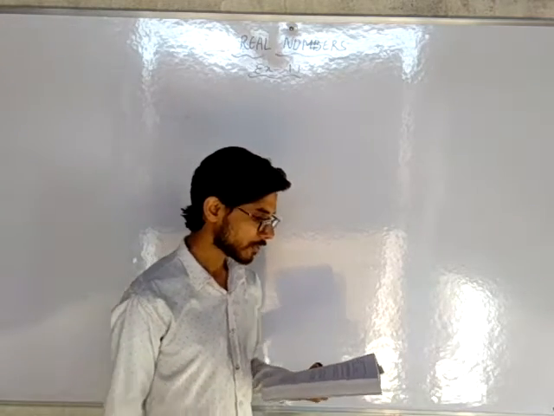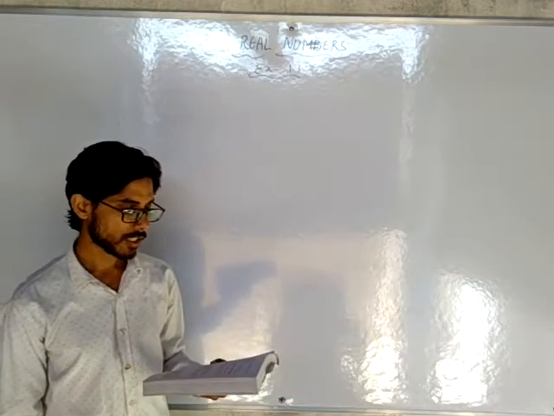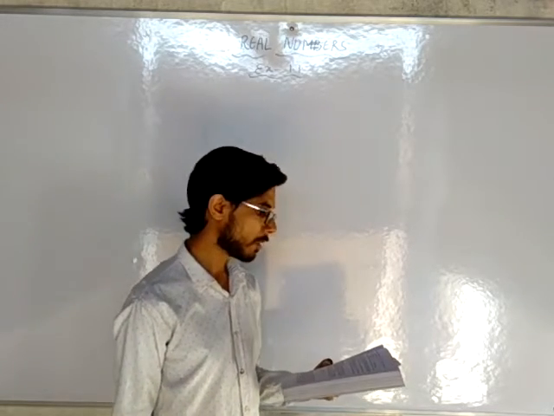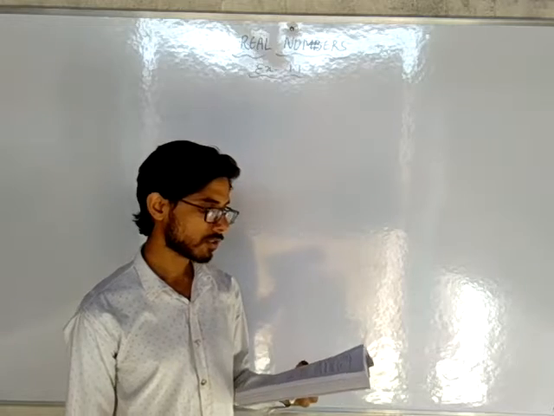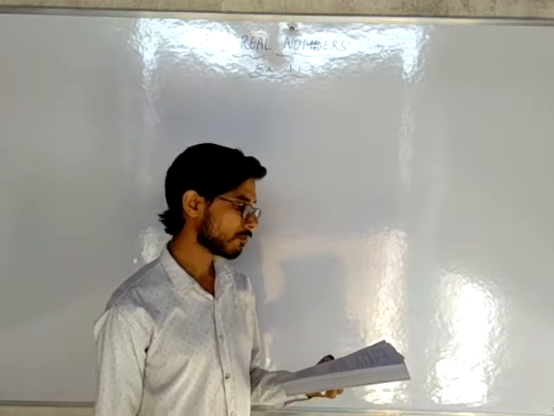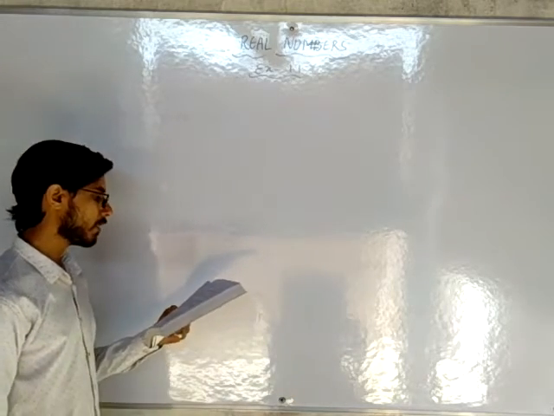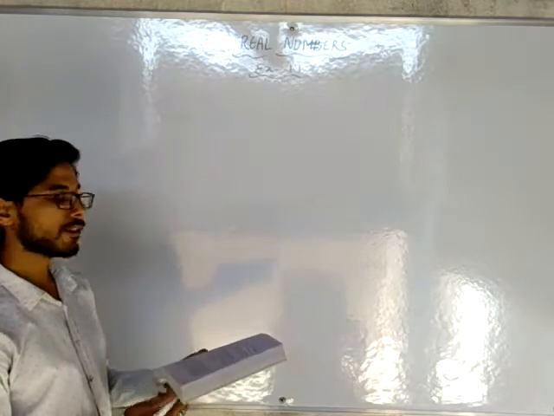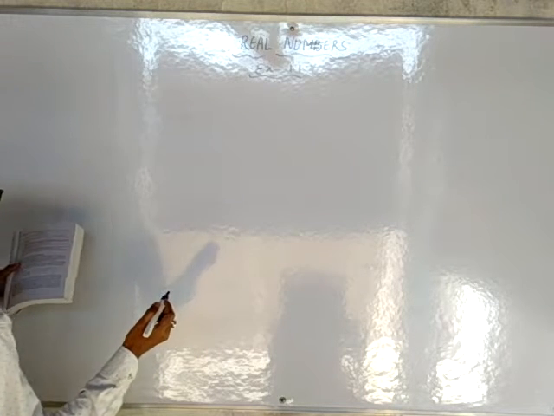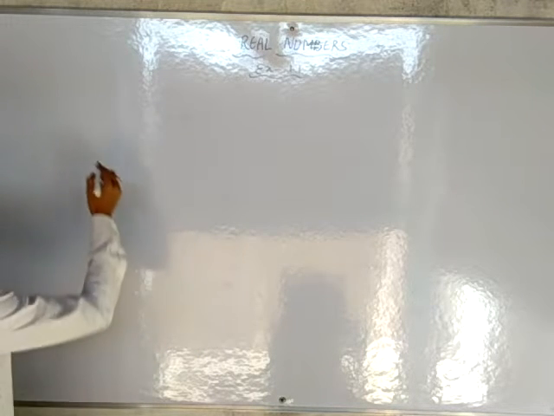An army contingent of 616 members is to march behind an army band of 32 members in a parade. The two groups are to march in the same number of columns. What is the maximum number of columns in which they can march? So he is asking the maximum number of columns. So we have to find the HCF of 616 and 32.